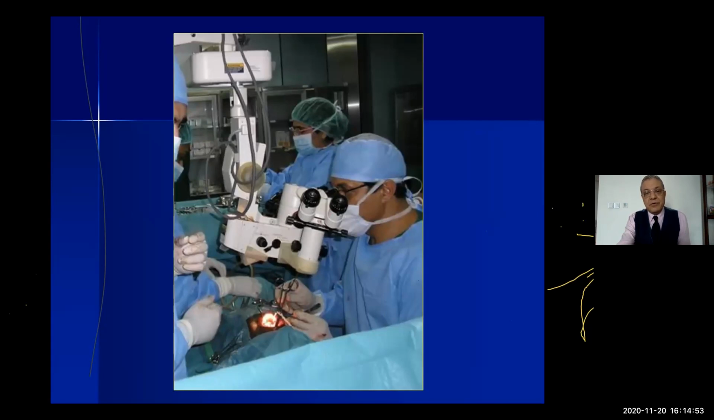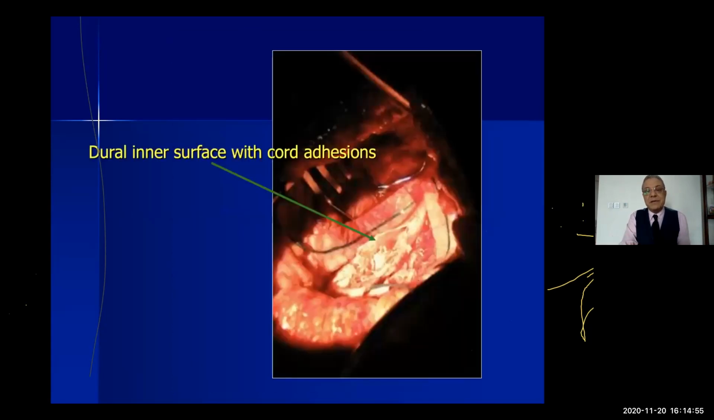So what we can see here after opening the dura, I hope this appears very well at your side. Do you see it well? I wish so. So we can see here the dural edge. This is the dural inner surface with the cord adhesions here, and what we call the placode, or part of the placode. And as I said, we have to be very cautious detaching all this from the inner surface of the dura.